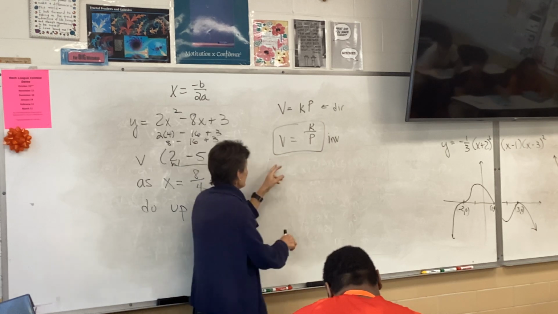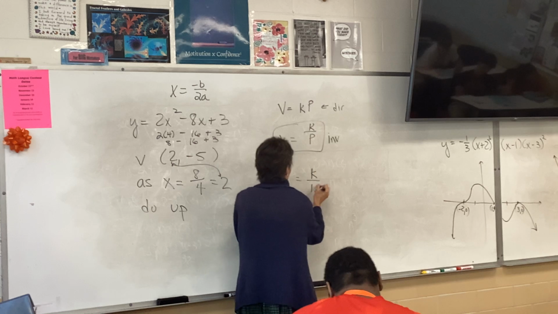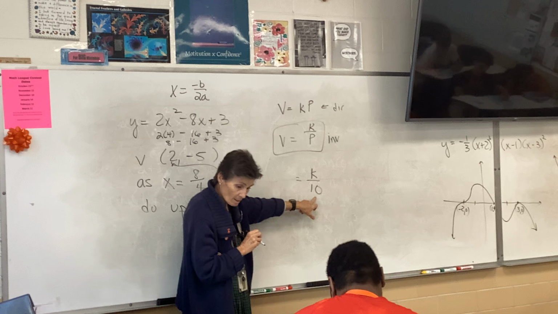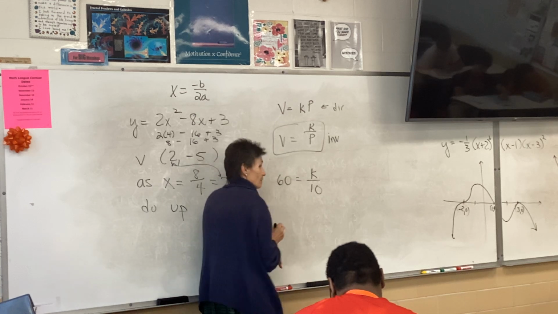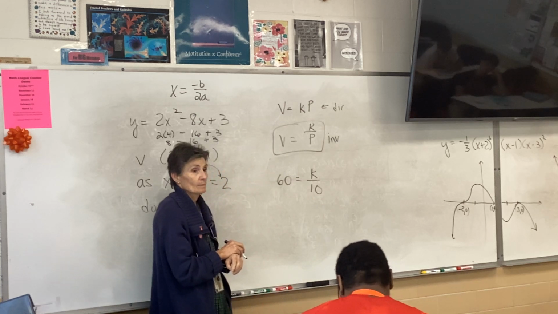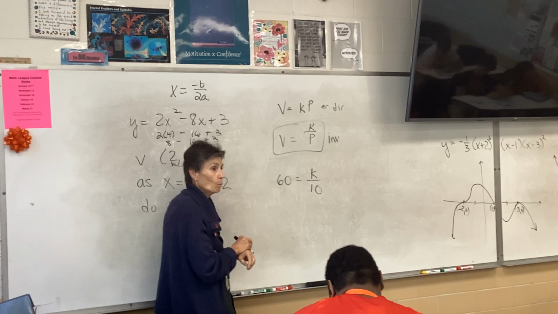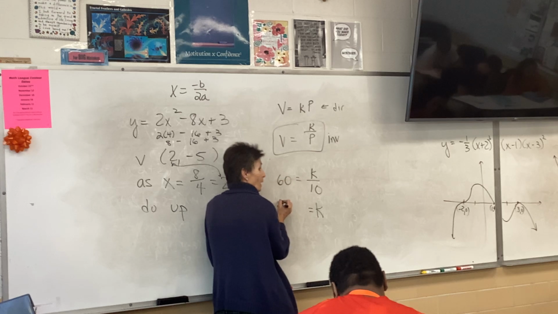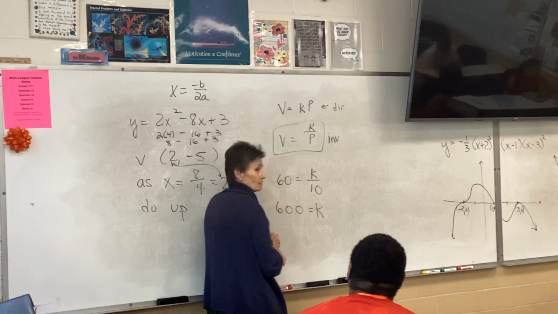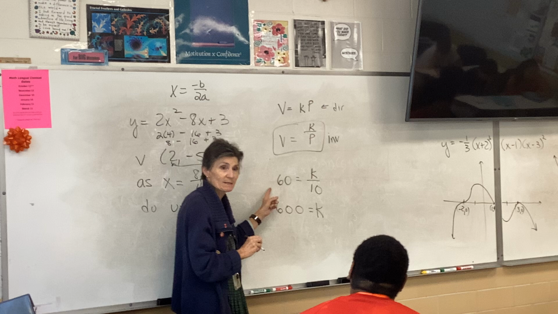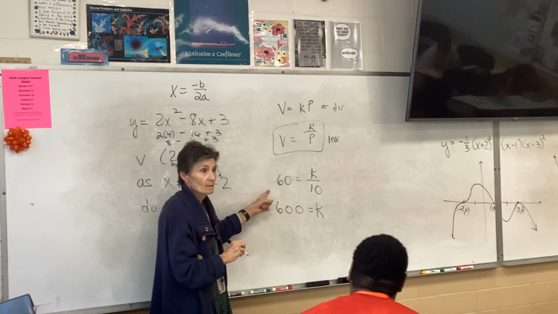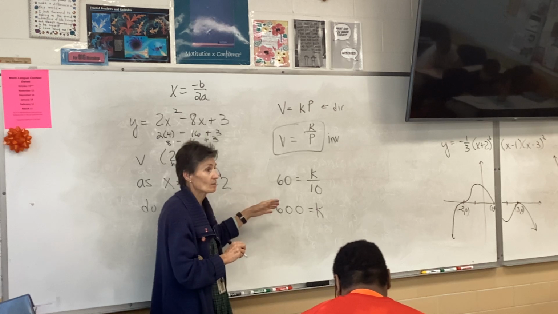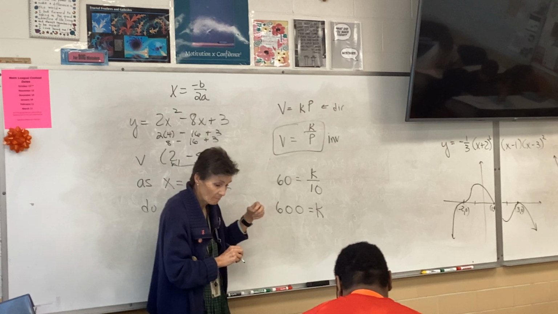When pressure is 10, the volume is 60. So what does that tell you about K? K is going to be 600. We multiply both sides by 10. Yep. So now I know K is 600. Well, that wasn't the question, but I'm going to use it.